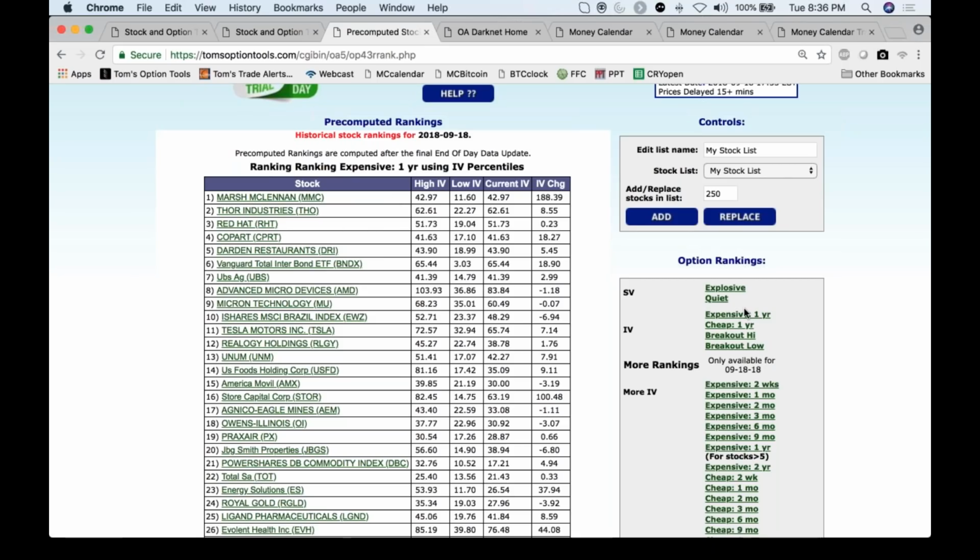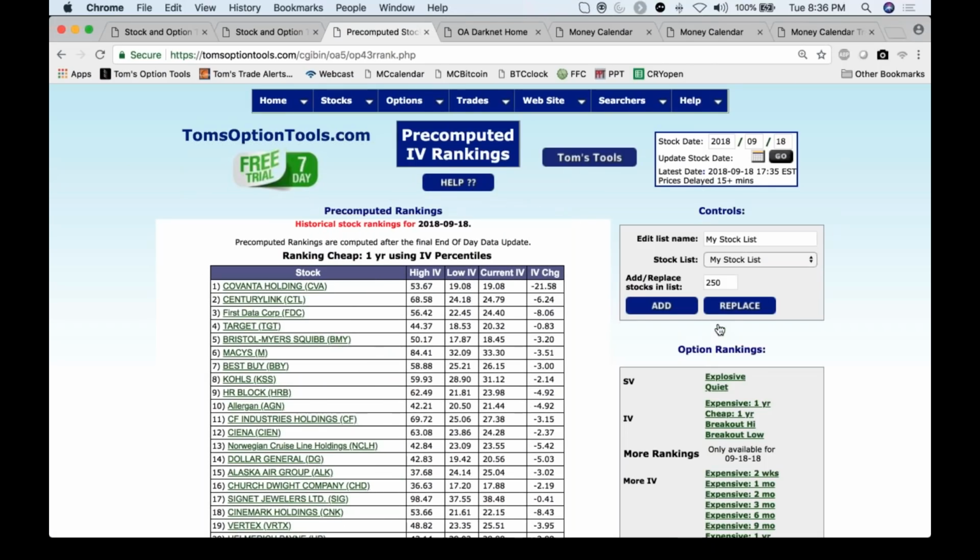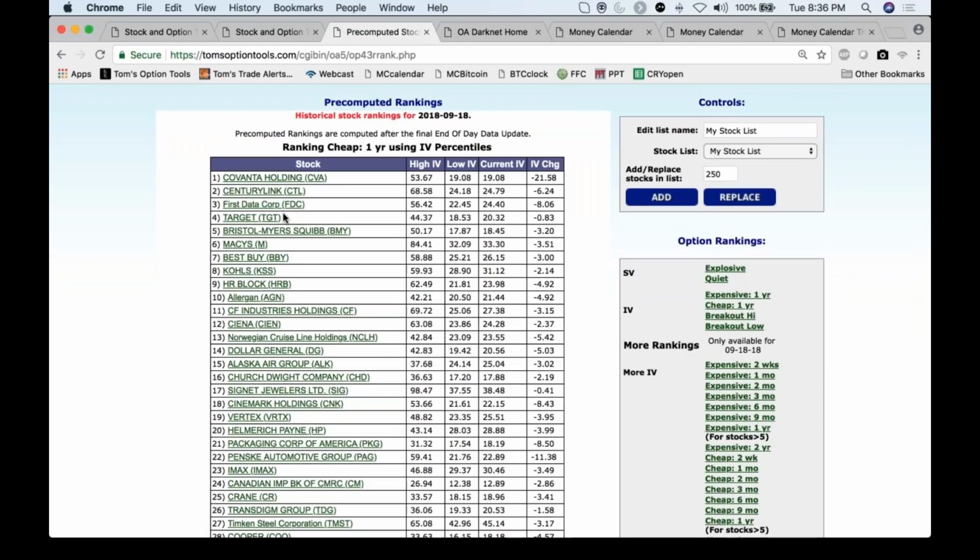But let's say you want to look at the cheap ones. You come over here, it says cheap for 1 year. And now you'll see Target, Bristol Myers Squibb, Macy's, Best Buy, Kohl's. I see a pattern here. I see a lot of retail stocks that have cheap options right now. And guess where we're going to be going after earnings? We're going to be going into the holiday shopping season, and that's where I'm going to be shopping for retail stocks with cheap options, and this is where I'm going to go first.